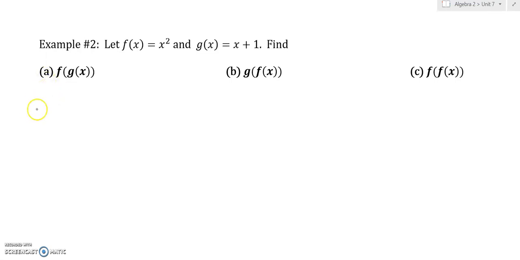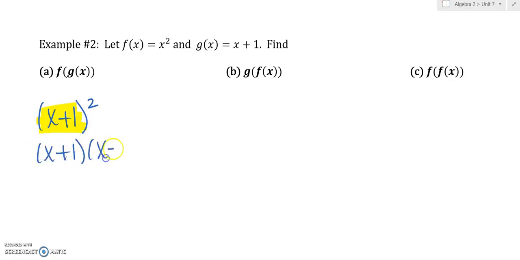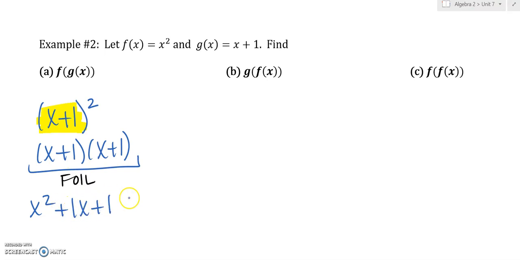F of g of x. So I'm going to have, let's do parentheses, x plus 1 squared. This yellow part used to be an x. I put g of x into it. This means this quantity is happening twice. So I have to, magic word here, FOIL. When I do that, I get x squared plus 1x plus 1x plus 1. I combine those middle pieces. I get x squared plus 2x plus 1.